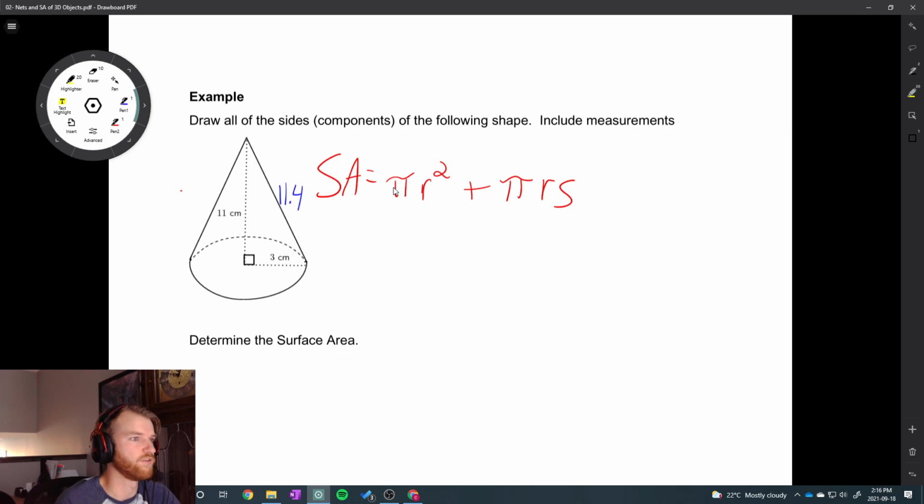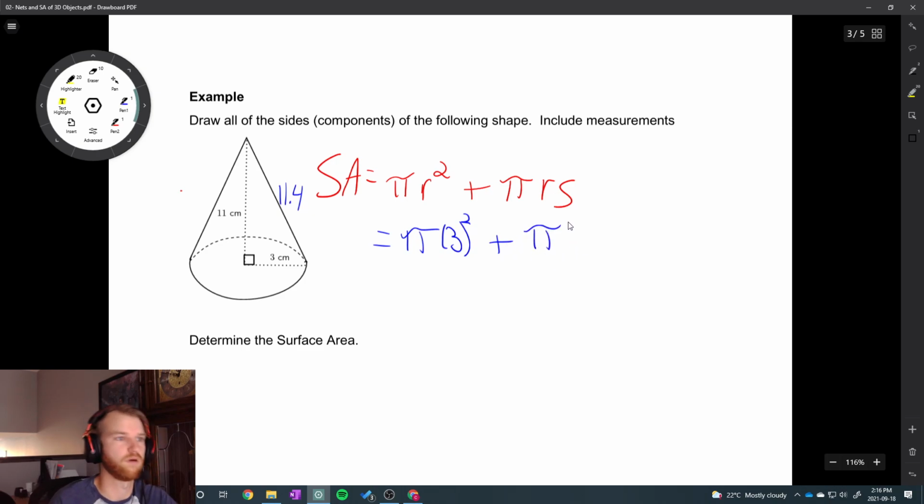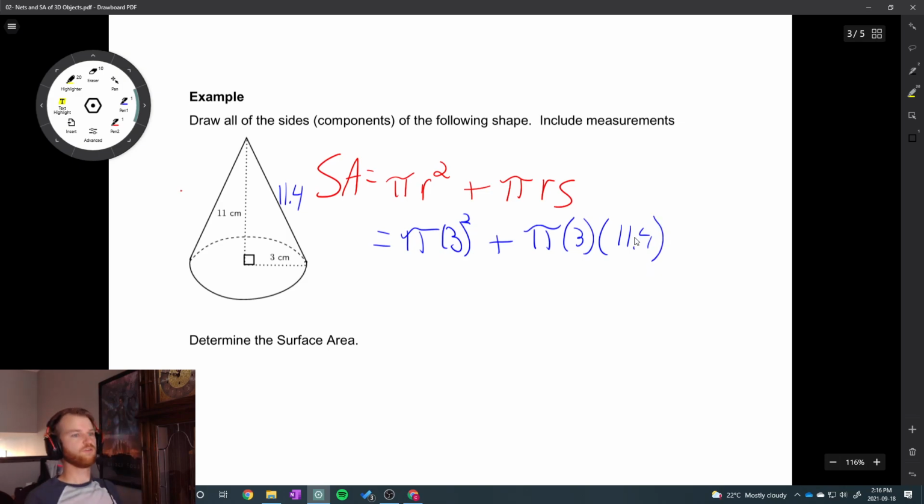So our surface area is equal to pi r squared. So pi is pi. R is our radius, which is 3, squared. I'm just going to put this in brackets to show we're multiplying. Plus pi times r, our radius, which is still just 3, times our slant height, which is 11.4. So you're going to put this all into your calculator to get your final answer. And that's it for this question.